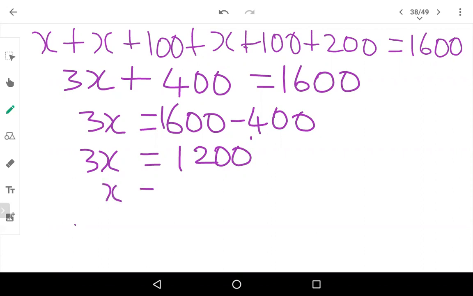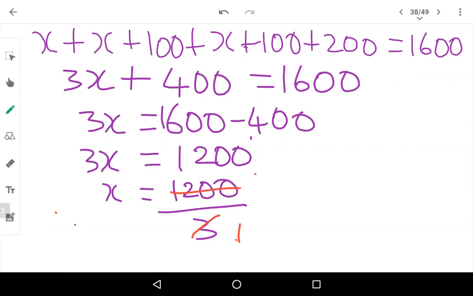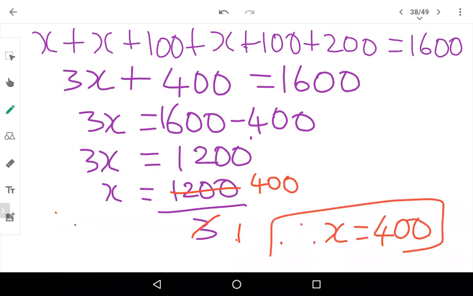So X is equal to 1200 divided by 3. So 3 ones are 3, 3 fours are 12, 2 zeros remaining. Therefore, X is equal to 400. So we found the value of X to be 400. Okay, understood till here? Any doubts?